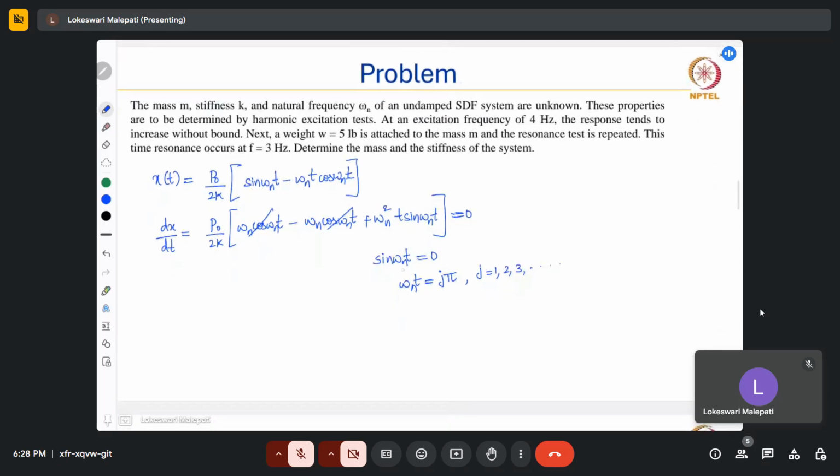So at these values, we have local minima. And if you see further, then we'll see that at odd multiples of pi, we will have local maxima. So if we substitute 1 for j, then x of t is equal to p naught by 2k. That means t is equal to pi by omega n when j is equal to 1.